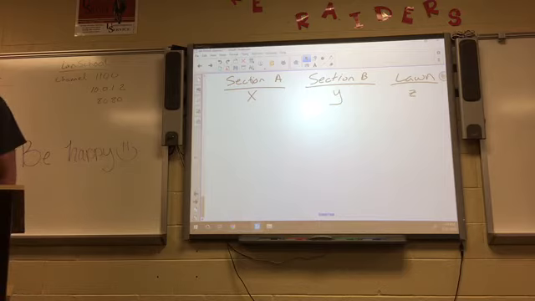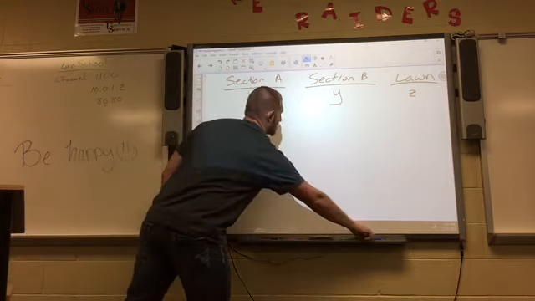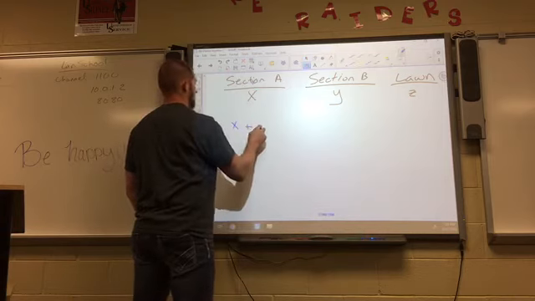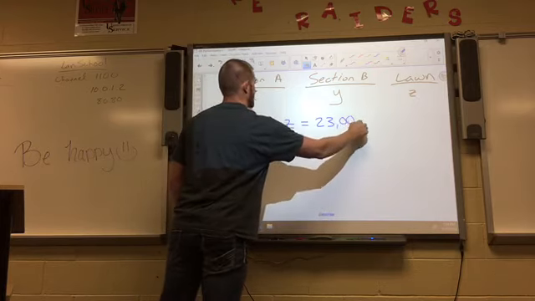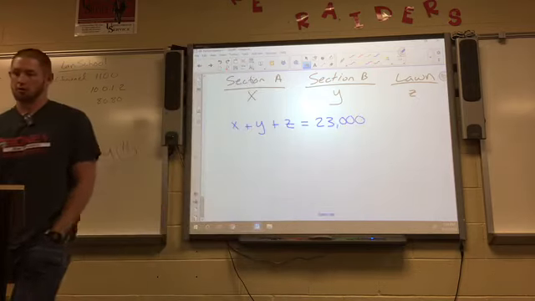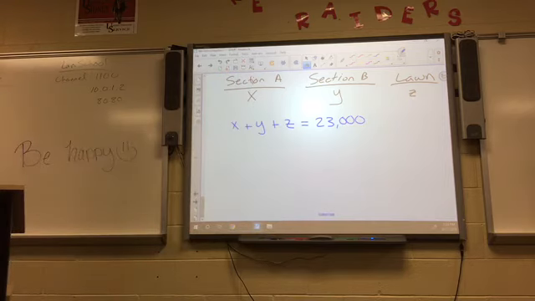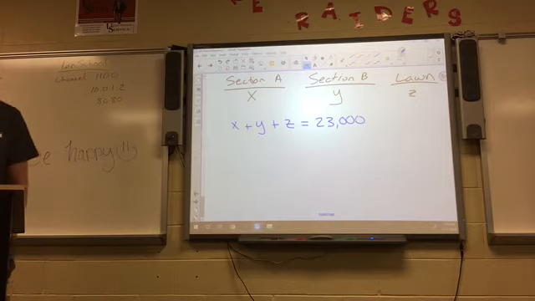So, I also know in almost the last sentence, it says the revenue from selling all 23,000 seats. What did that just tell us? It means all these seats together, X plus Y plus Z, all the seats together add up to 23,000 seats, right? And that's what that just told us. They also told me that $75 for A, $55 for B, $30 for the lawn, and if I sell them all, I make $870,000.